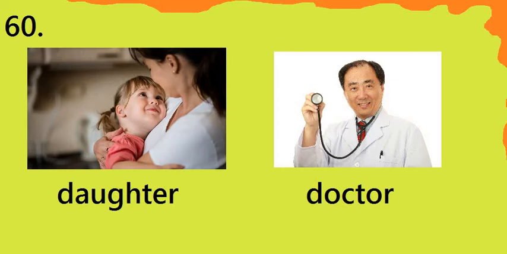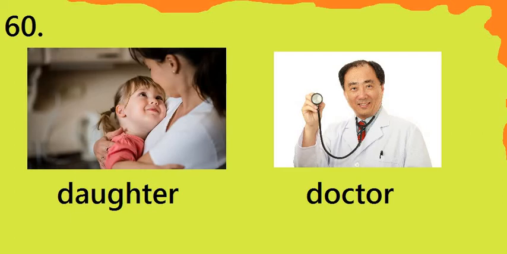Then we have daughter and doctor. Daughter, doctor. Some people get these mixed up, not because of the meaning, but just because of the pronunciation. And that's partly because the GH in the middle of daughter is silent. And a GH in some other words can make a K sound. But here, no sound at all. Daughter, doctor.